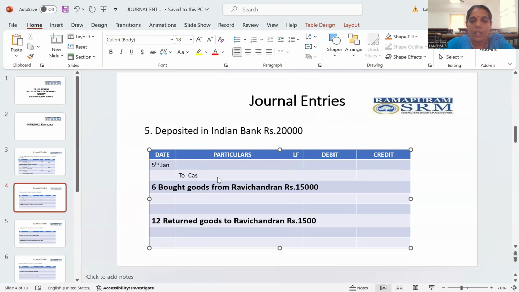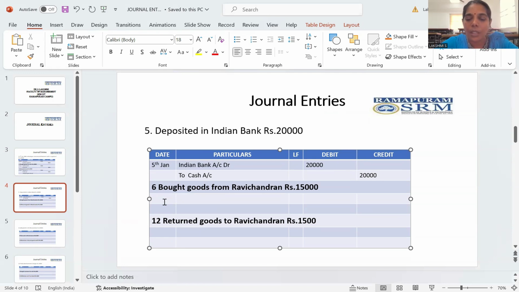To cash account. So nothing comes into the business. The name of the bank should be in the first line, Indian Bank account debit, rupees 20,000. Being the amount deposited in the Indian Bank should be written as a narration.